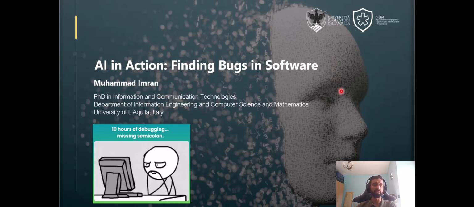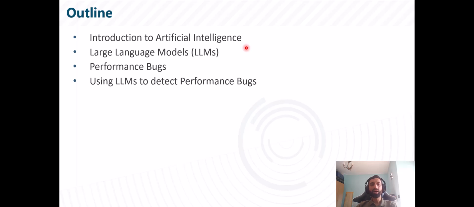I am Mohammad Imran, and today we are going to talk about artificial intelligence and try to use it for finding bugs in software. We will start with understanding artificial intelligence and trying to see what large language models are. We will also try to understand a little bit about performance bugs and then try to use those language models for detecting performance bugs.